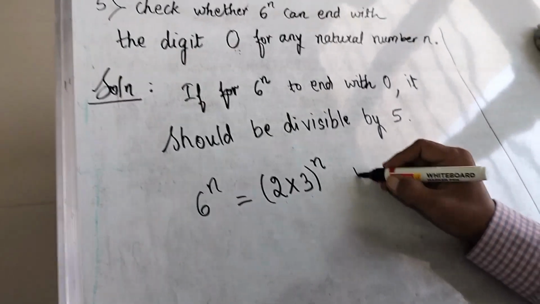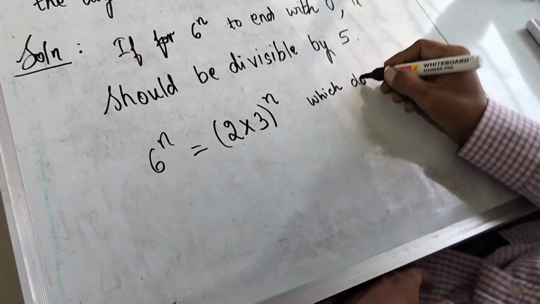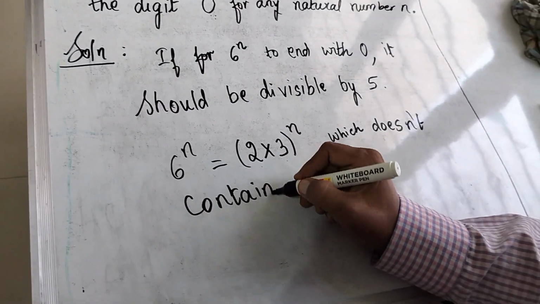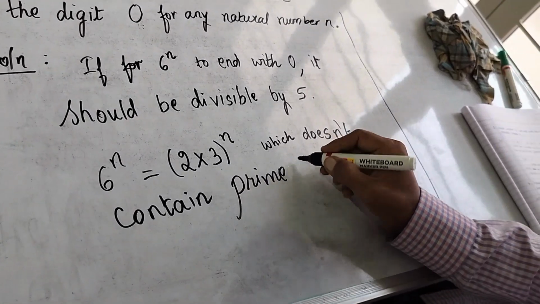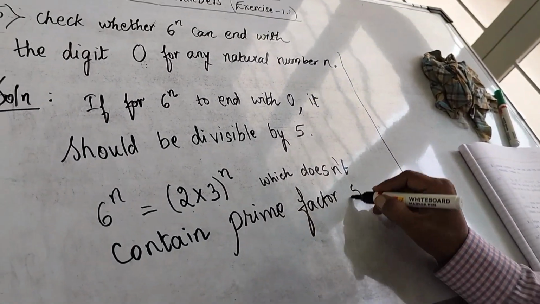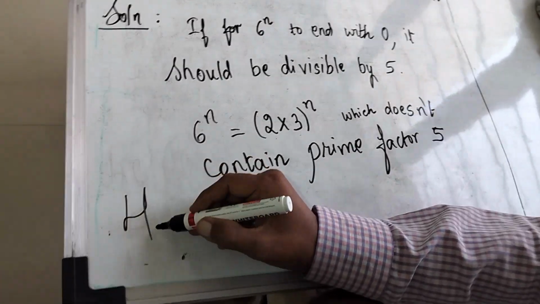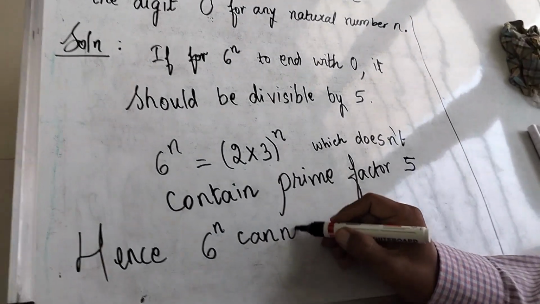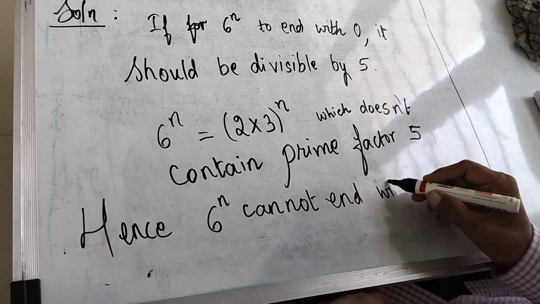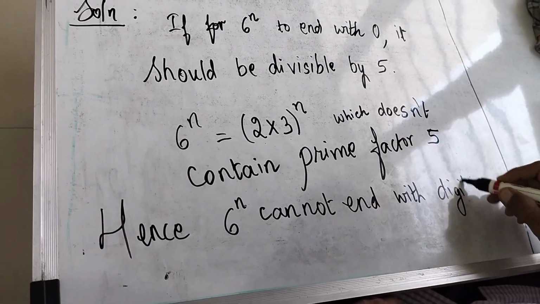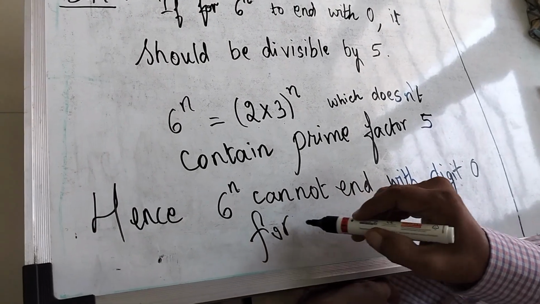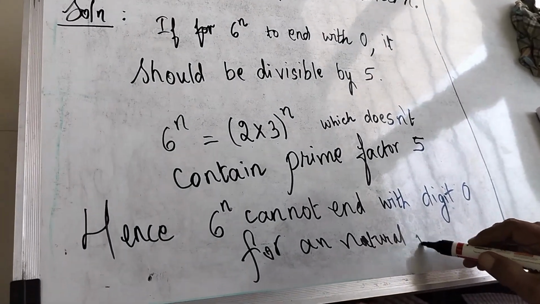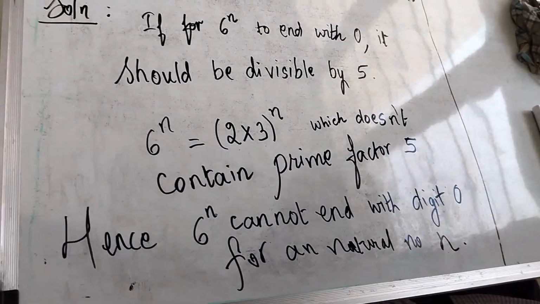सो हम क्या लिखेंगे? Which doesn't contain prime factor 5, hence 6 raised to n cannot end with digit 0 for any natural number n. This should be your answer.